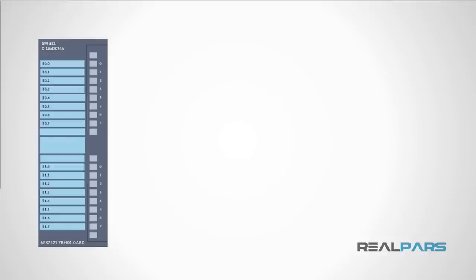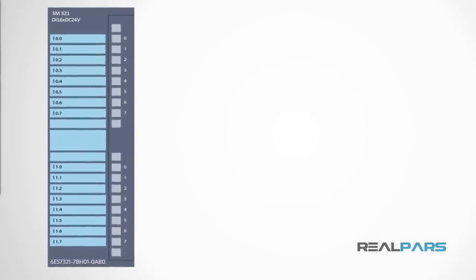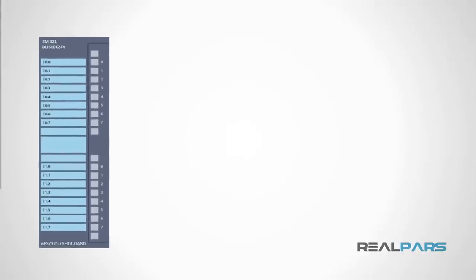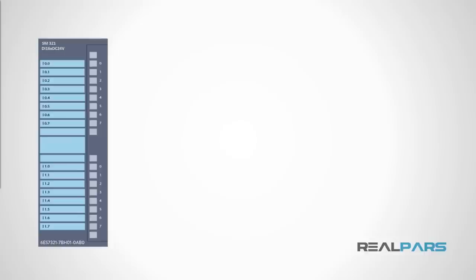Now, let's see how 2-wire discrete DC sensors are connected to actual PLC I/O cards. This is a schematic of a Siemens SM321 digital input card, part number 6ES7321-7BH01-0AB0. It is a 16-channel, 24-volt DC digital input card that is very popular in Siemens PCS7 and S7-300 PLC systems. This digital input card wiring scheme is similar to most digital input cards used in the process industries.